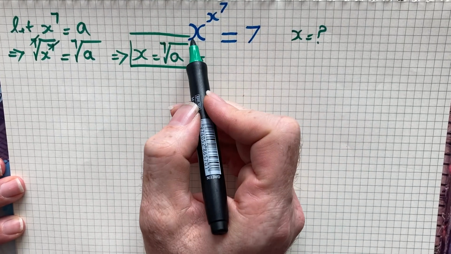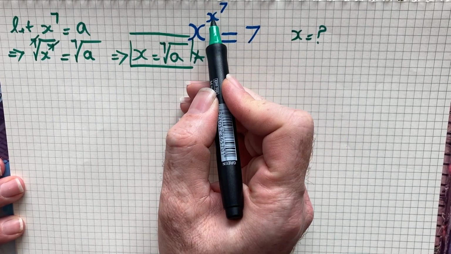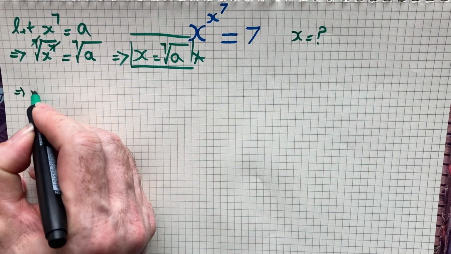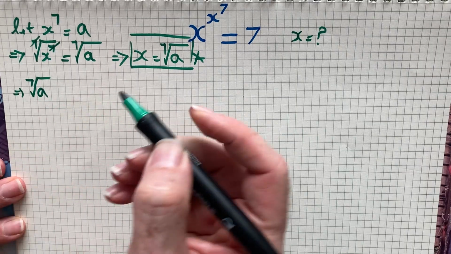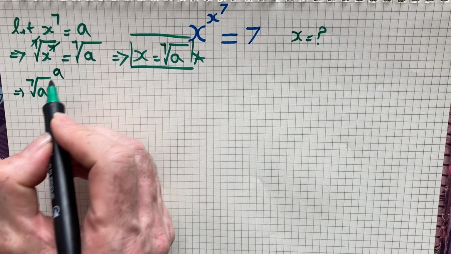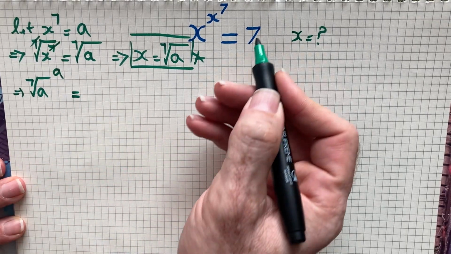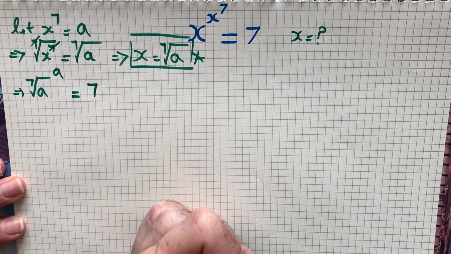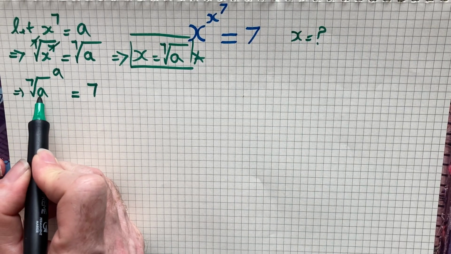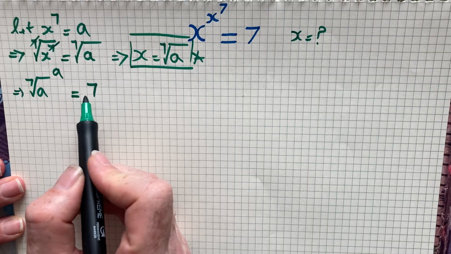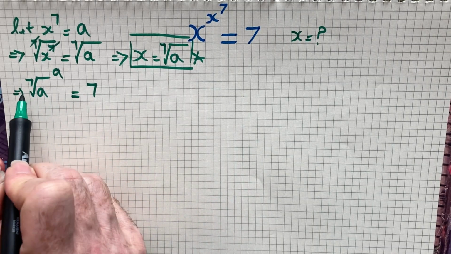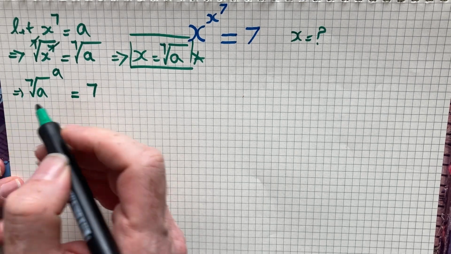Okay, the original equation says x raised to x to the power of 7. So what is this x? Root 7 of a. X to the power of 7, we set it a, right? It is gonna be left hand side equals right hand side 7. Good step. Look, left hand side root 7 of a to the power of a, right hand side 7. To continue the solution, I'm gonna raise both sides of this equation to the power of 7.